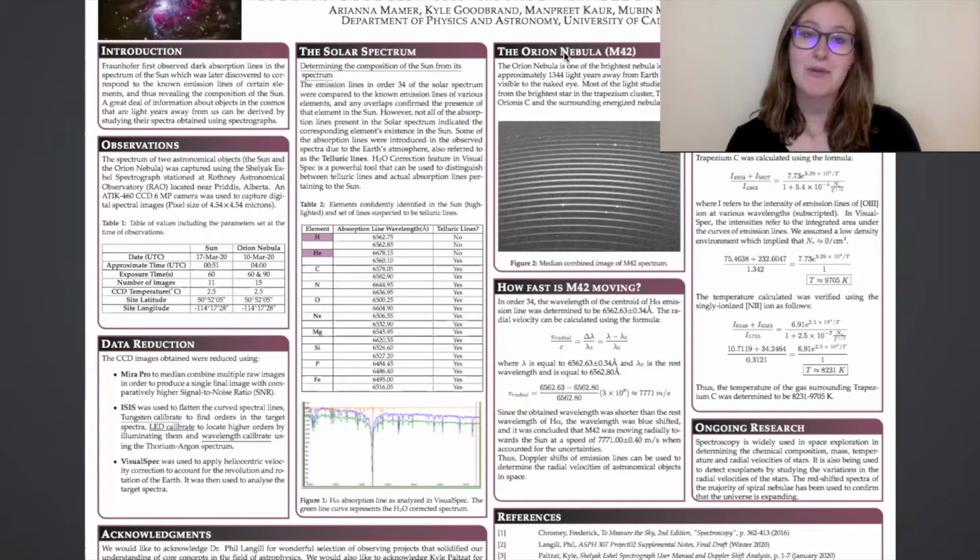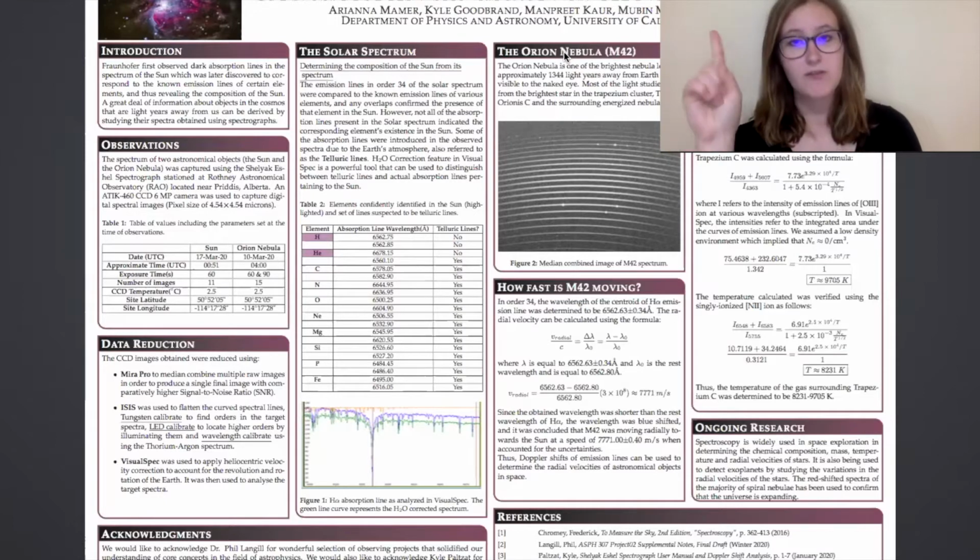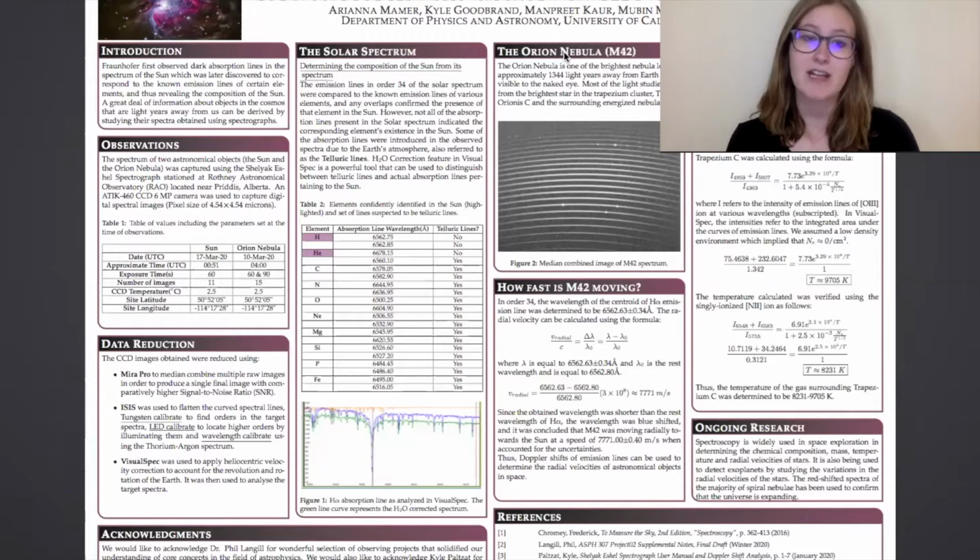A CCD camera was used to capture the digital spectral images of these two targets. These images were then processed using three different software programs. The first was Mamer Pro, which was used to median and combine the raw images to create a best final image. The second program was called ISIS, and it was used to flatten the curved spectral lines of the images in order to aid the spectral analysis.